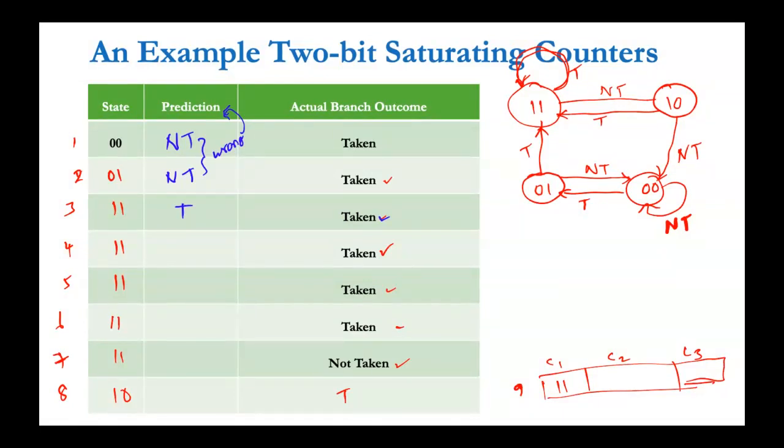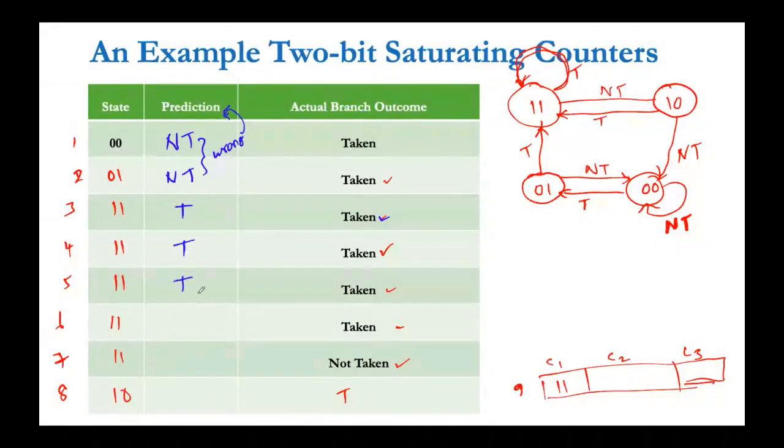Good. Okay. Most of the answer is taken. So let me give the correct answer: taken. Now, the current prediction is taken and the current branch's actual outcome is also taken. So they are correct predictions. So what will it predict?